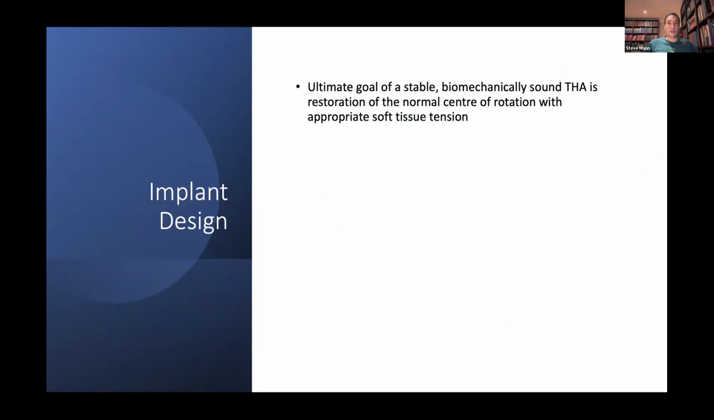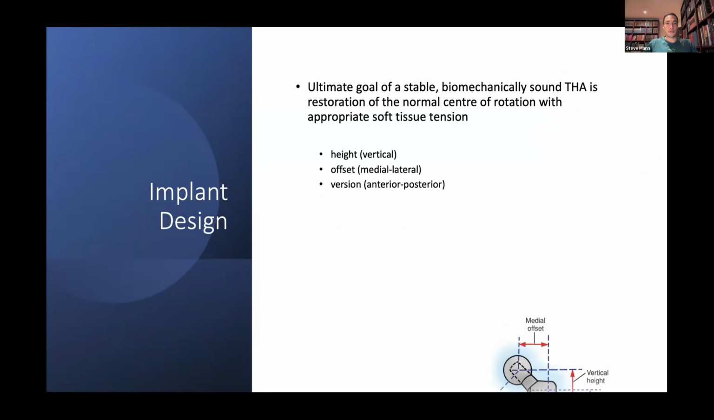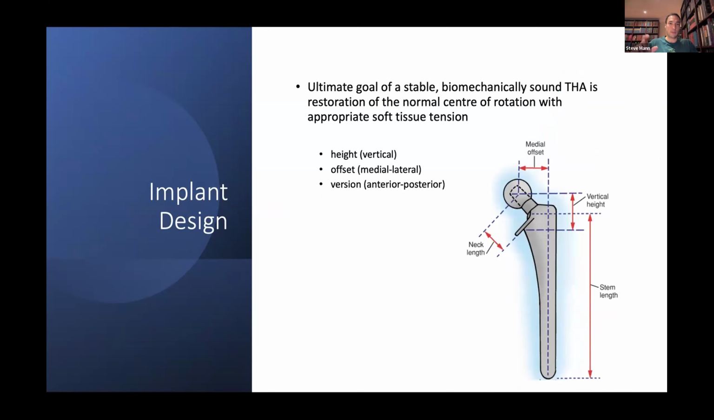So if the ultimate guide or goal of our hip replacement is a stable hip with a restored normal center of rotation and appropriate soft tissue tension, how do we go about doing that? When we think about the implant, we have three variables. There's the height, so that's how deep into the femur the implant is placed, and that mostly has to do with the geometry of both the implant and the femur that you're putting it in.